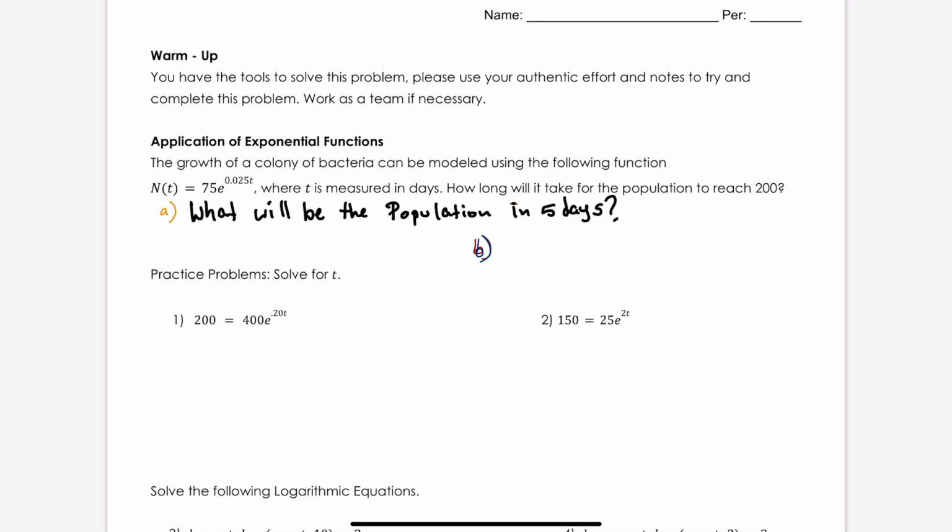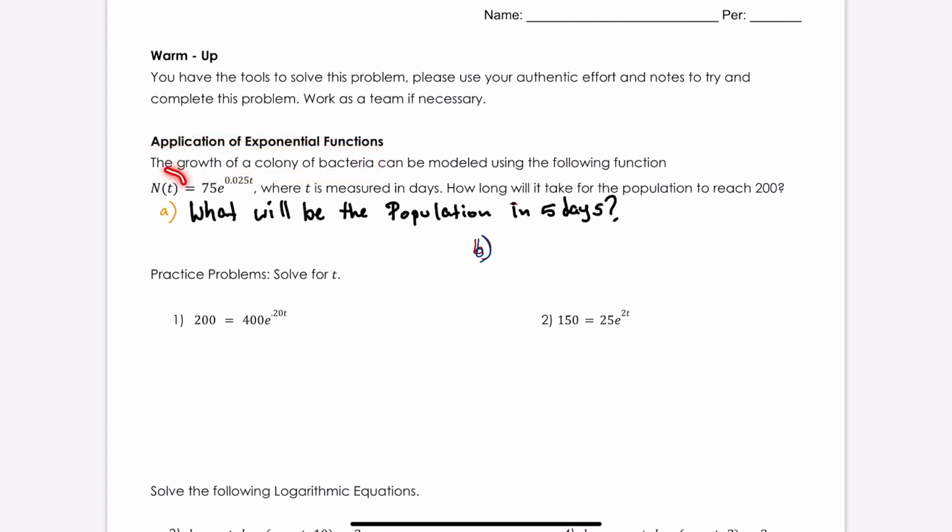Alrighty, for part 2 of test 3, there's going to be an application of exponential functions problems. So really, in order to be good at this, you really need to be able to read this type of equation. So what are the variables that this equation or function is composed of? If you look here, the growth of a colony of bacteria can be modeled using the following function. So the key word here is growth of colony of bacteria.